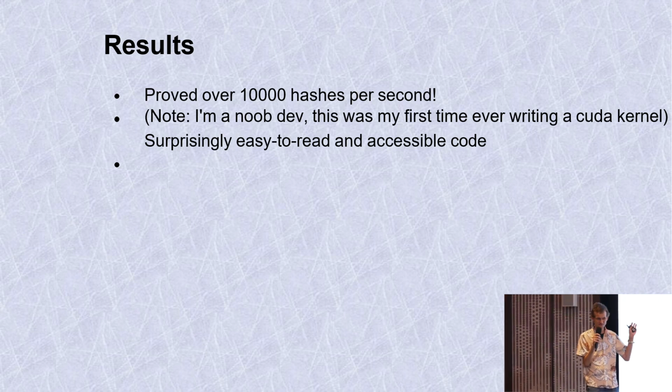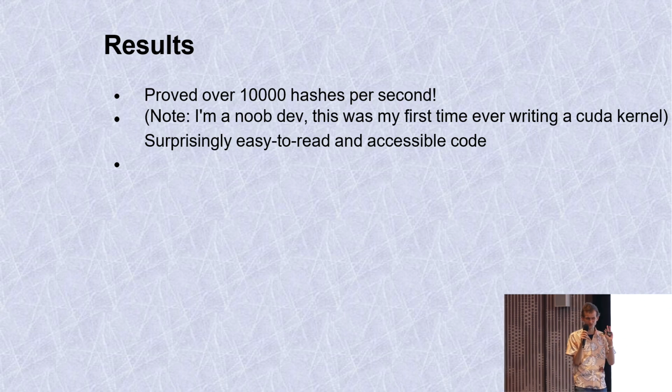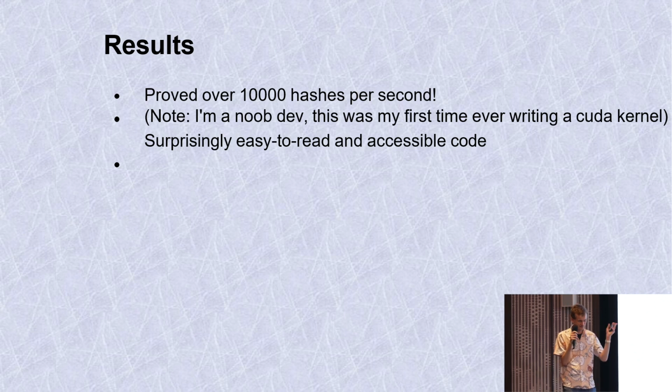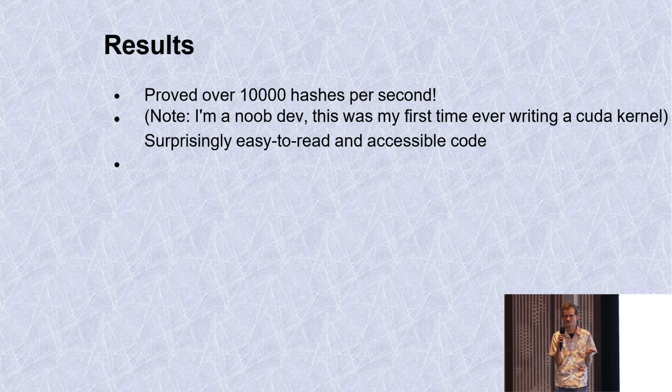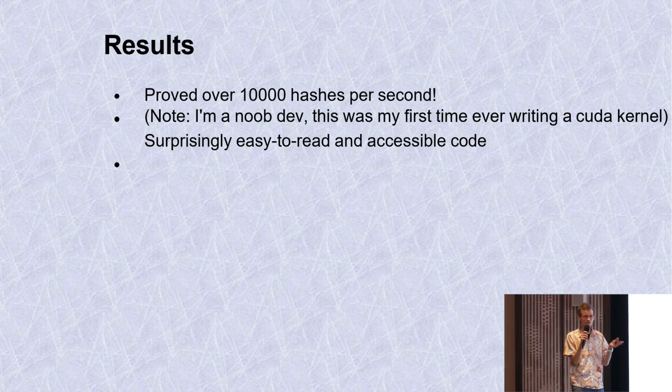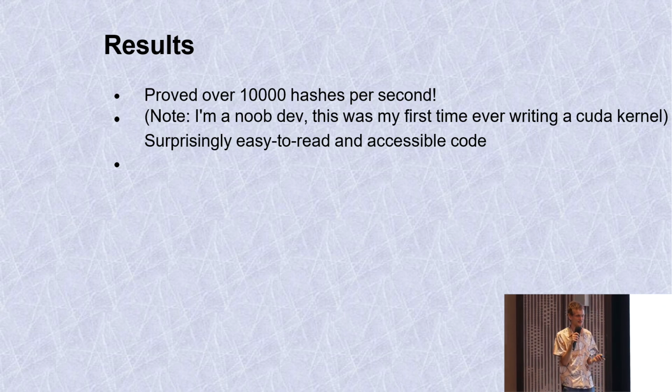So note, I'm a noob dev. This was my first time ever writing a CUDA kernel. Starkware did 500,000 hashes a second, and so I am absolutely certain that there are 50x optimizations somewhere here that I am completely missing, right? At the same time, you get code that is surprisingly easy to read and surprisingly accessible. This is probably the first time anyone's written a prover in Python that can actually do serious work, and it was still surprisingly not that difficult to do.